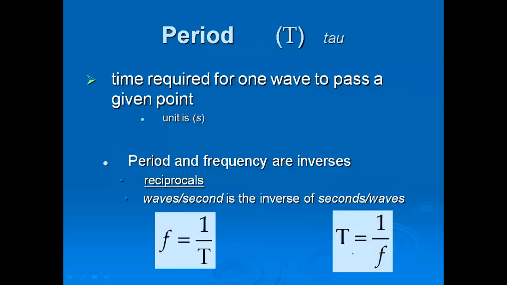The period, which we also have dealt with before, we abbreviate with a capital T. It's the time required for one wave to pass a given point, and so that would be time, so that's seconds. The period and frequency are related through their inverses, so they're reciprocals of each other. Waves per second is the inverse of seconds per wave, which just makes sense.